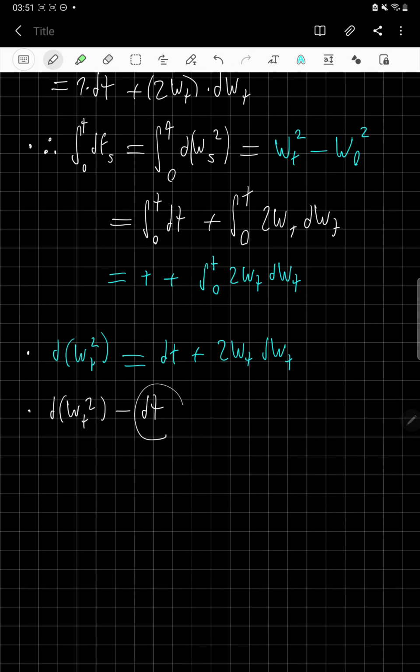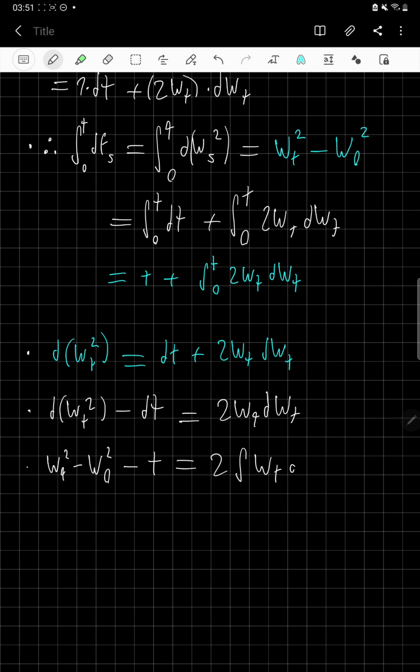Remember that this notation denotes an integral. We just have to add an integral on both sides. So we can pass it to the other side, no problem. This is going to be equal to 2 Wt dWt. Now we're taking the integral. This means Wt squared minus W0 squared minus t is going to be equal to 2 times the integral of Ws.